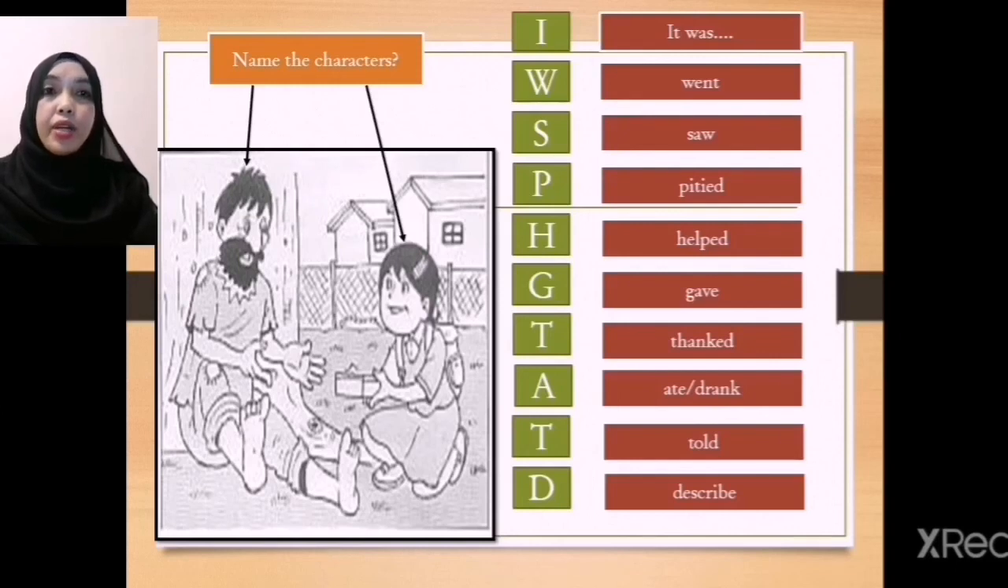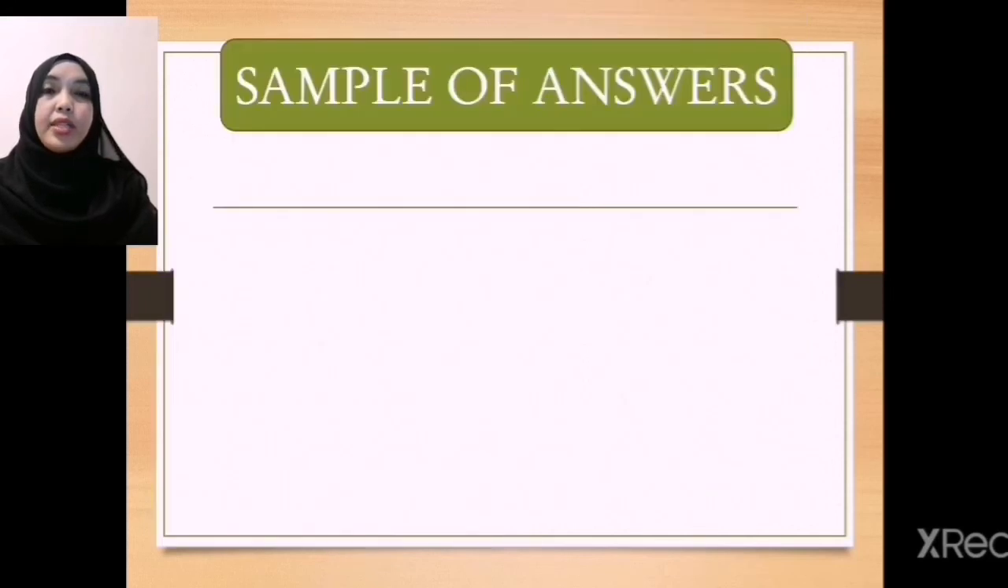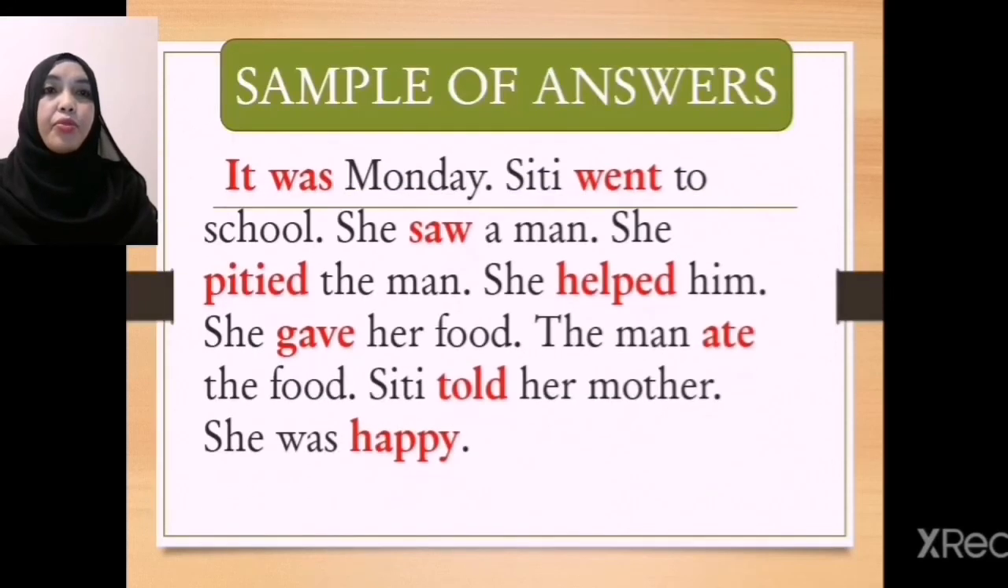Impian, Willy, suka, pergi, hotel, guna, tongkat, ajaib, tanpa, duduk. Here is a sample answer that I have written for you. It was Monday. City went to school. She saw a man. She pitied the man. She helped him. She gave her food. The man ate the food. City told her mother, and she was happy.